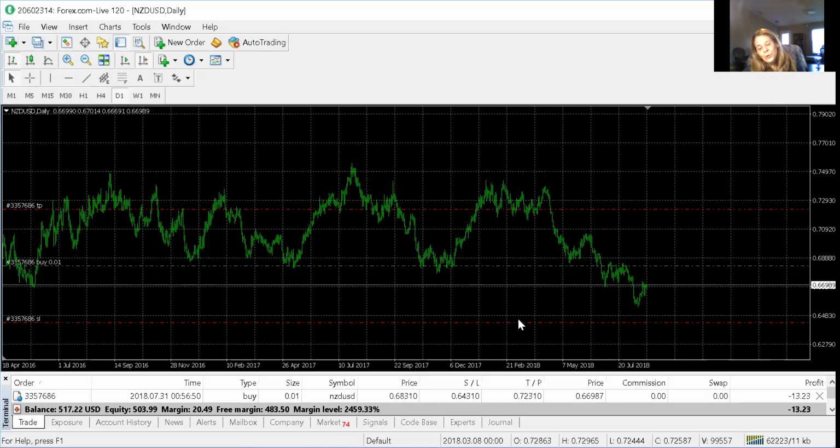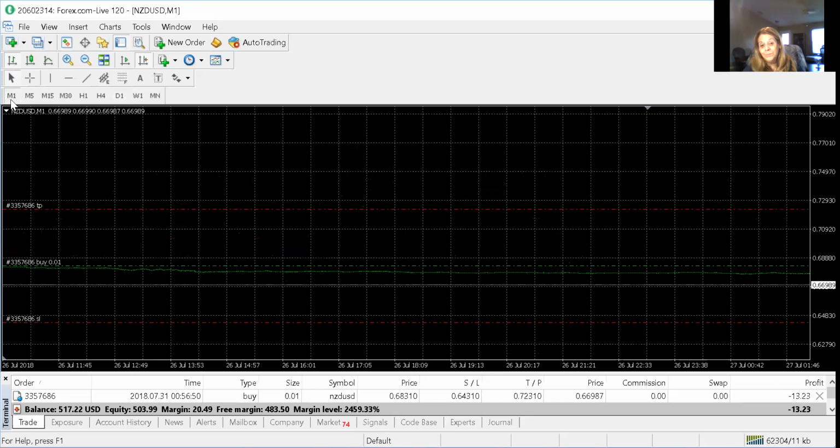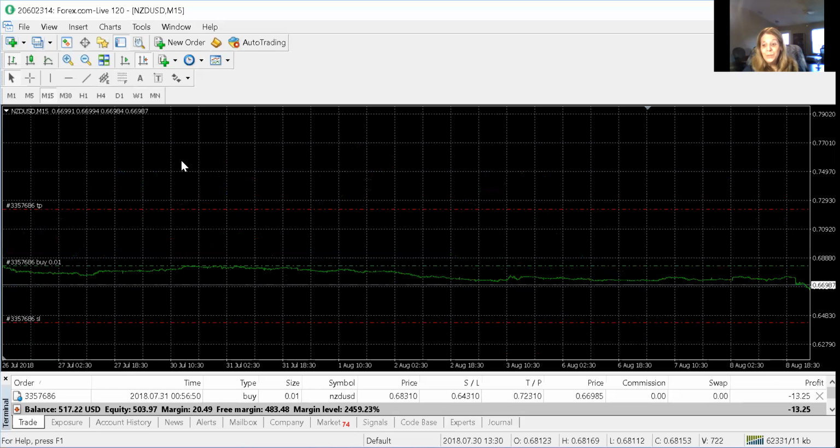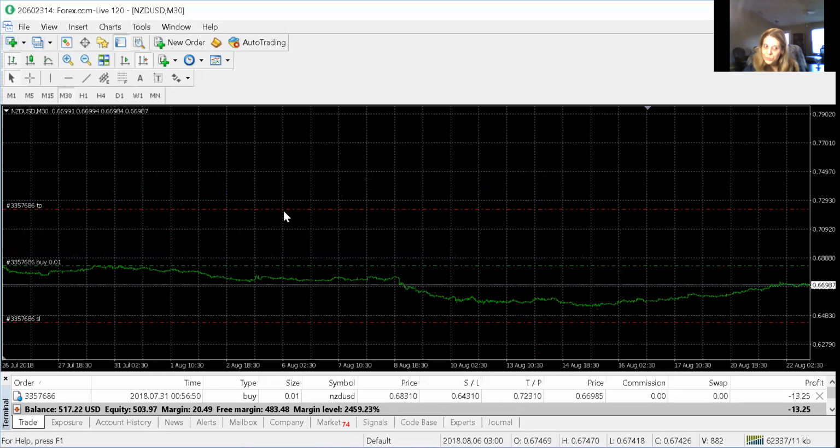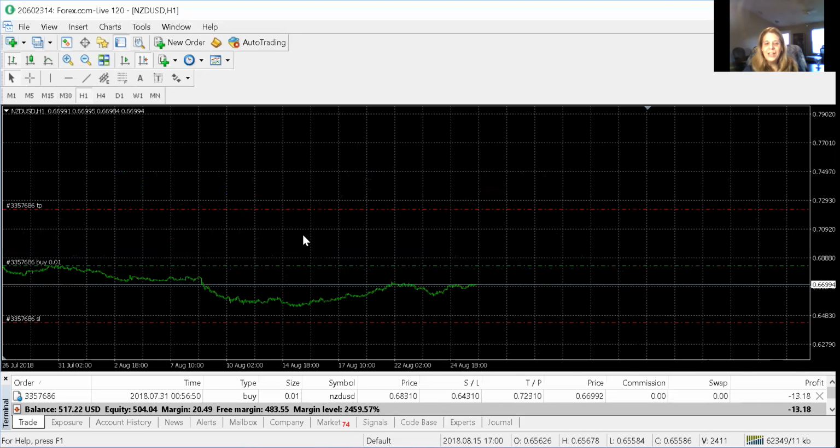Now, if I were going to go down to the minute, there's not much going on there, is there? Not much at all. The 5 minute, still not much going on. The 15 minute, we're starting to see a little bit, but still not that much. The 30 minute, there is movement, but can you tell what is going to happen? Can you see what's going to take place? The hour chart is definitely saying what's going on, but it's not far enough back yet.